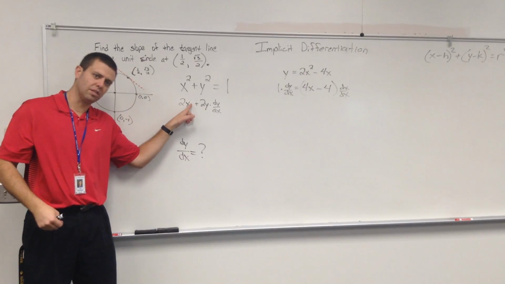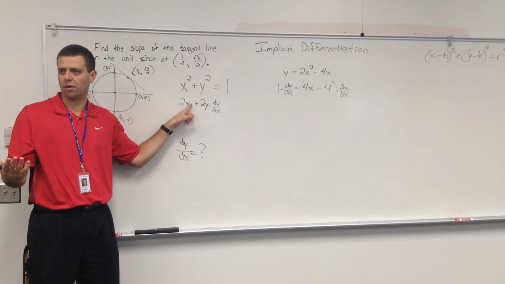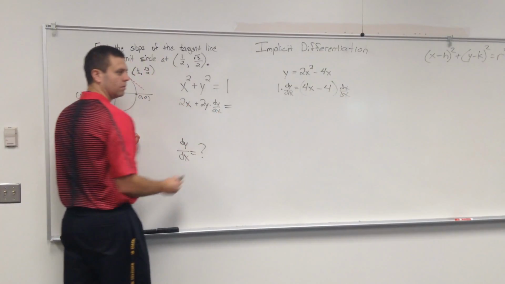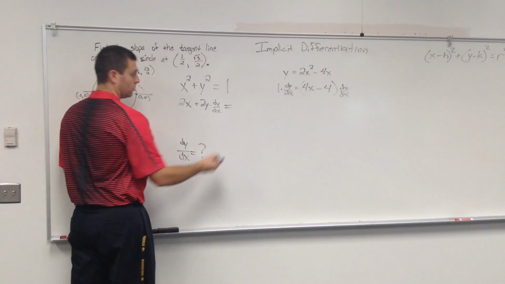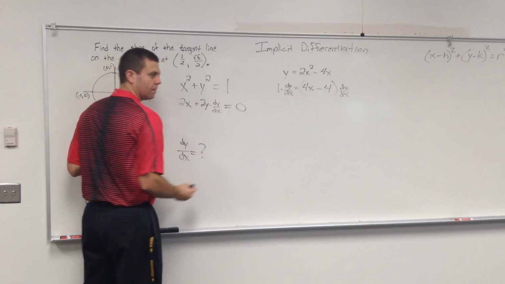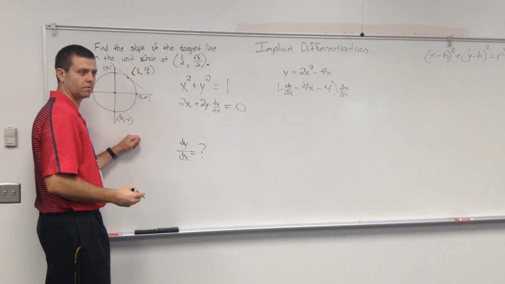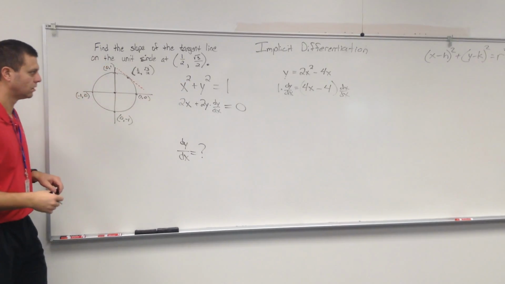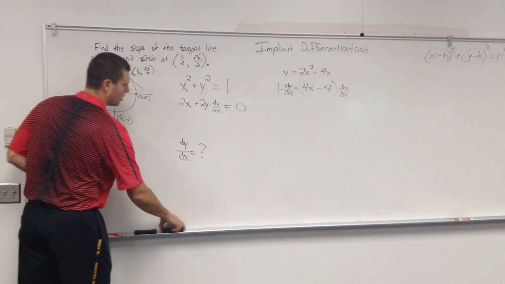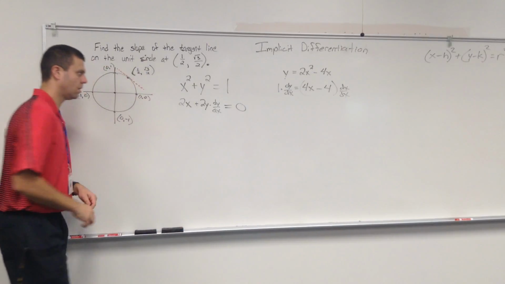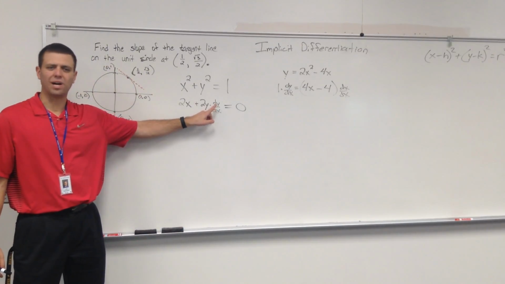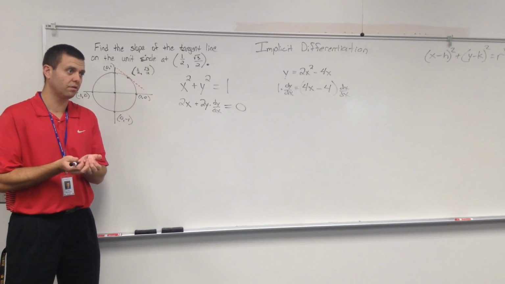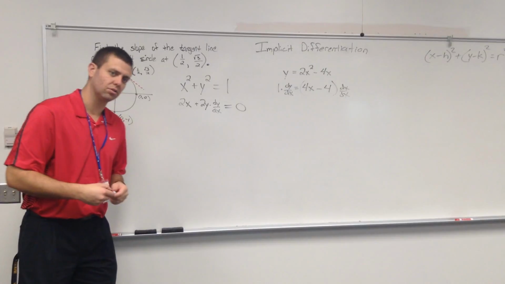Here, yes, I could put dx over dx, but that just equals 1, right? And then what will this equal? 0, because the derivative of 1 is 0. And 0 times anything. Now all you've got to do is get dy dx by itself, and you'll have your derivative, and then you should be able to find your slope.